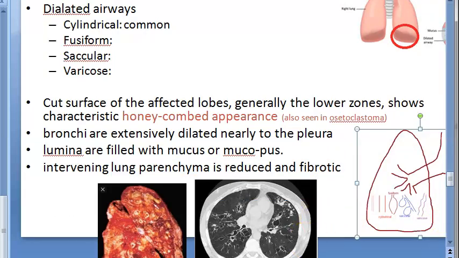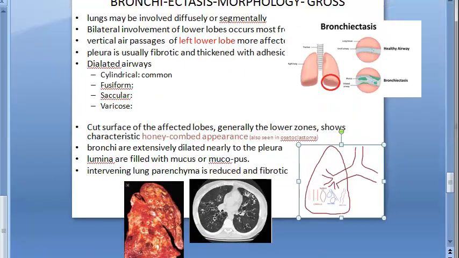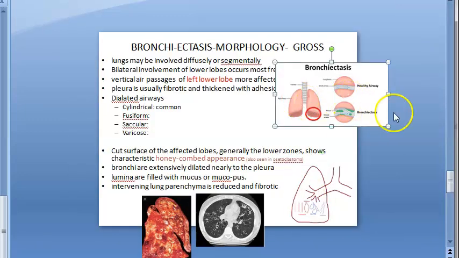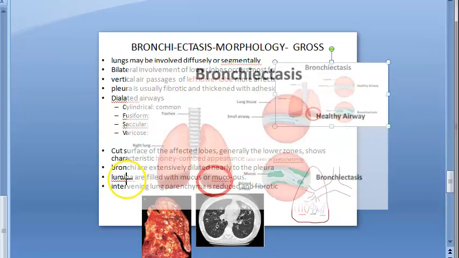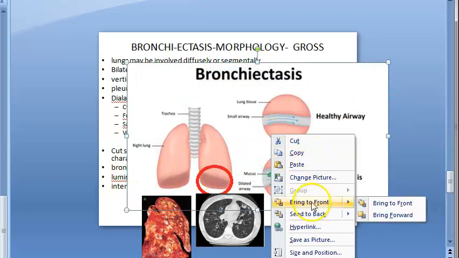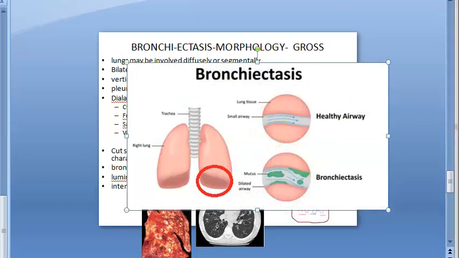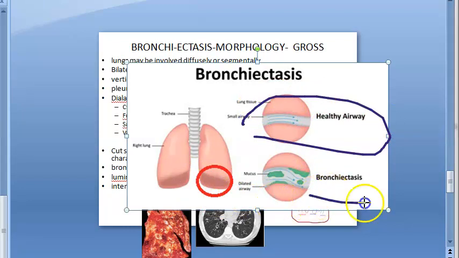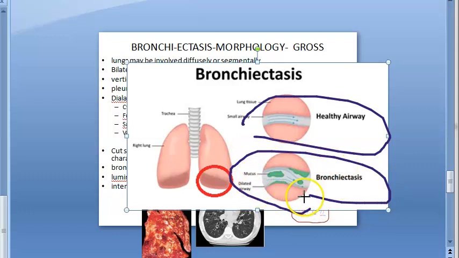Okay. Then, this is a diagram picked up from the internet actually. Just look at this. So, the left lower lobe is affected more. Here is a healthy airway. And here you have bronchiectasis. In bronchiectasis, the airway is dilated and the airway is filled with mucus or mucopus, right? Okay.